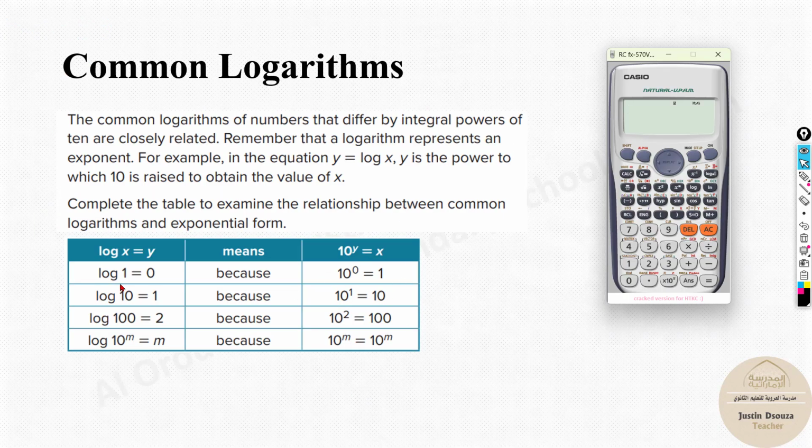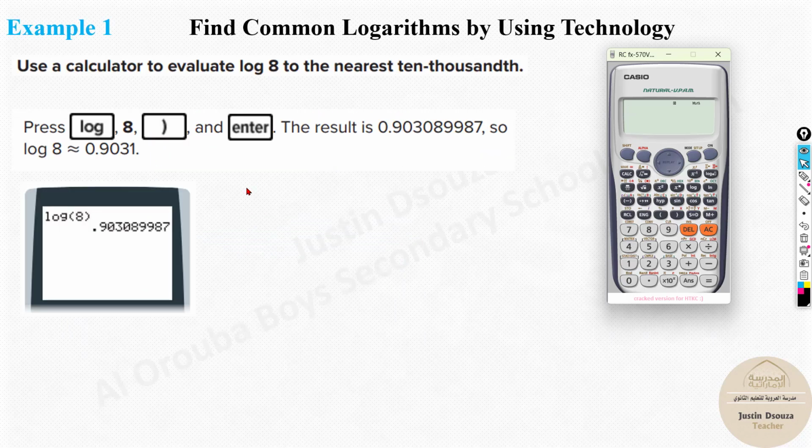Over here is something I was trying to say: 10 to the power 0 is 1. You can easily write it in log form because they are inverses of each other, right? So it is easy for us to calculate and do operations on logs. Now here they are asking you to use a calculator and evaluate log 8 to the nearest ten-thousandth. Ten-thousandth means how many zeros after the decimal?